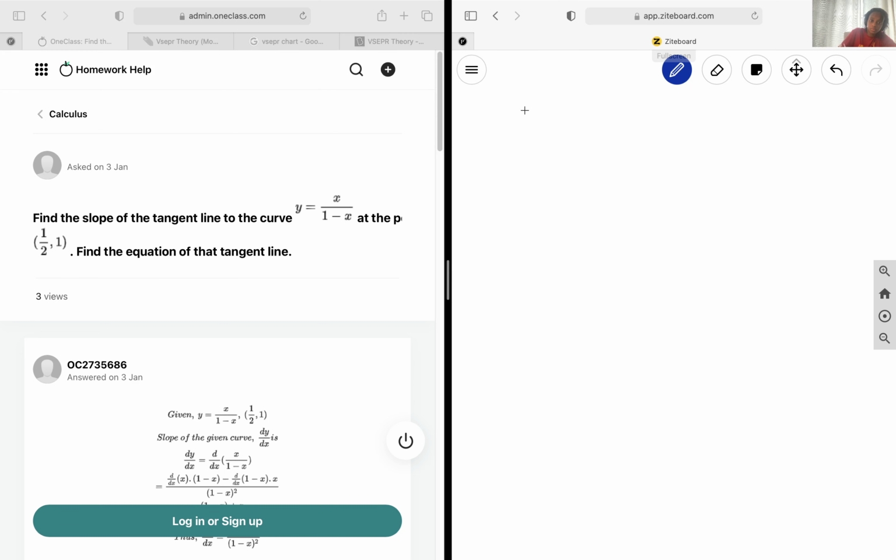So first up, we know that the slope of the tangent line is going to be the derivative of y at that point. And so we can put in our y. So it's going to be d over dx of x over 1 minus x. And then next up, we're going to make use of the quotient rule. So let's just write that down quickly.